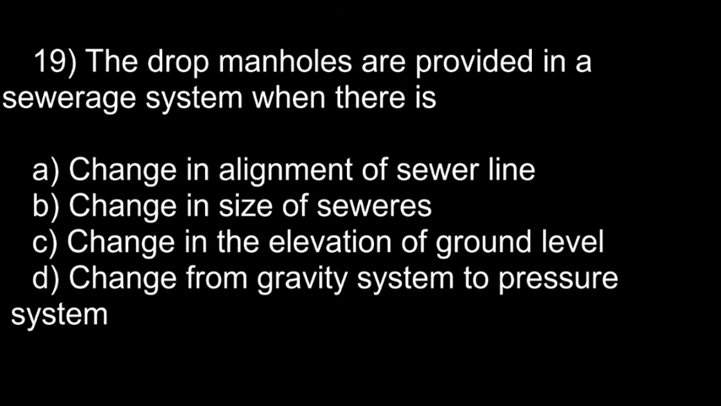The drop manholes are provided in a sewerage system when there is option A change in alignment of sewer line, option B change in size of sewers, option C change in the elevation of ground level, and option D change from gravity system to pressure system. The drop manholes are provided in a sewerage system when there is a change in elevation of ground level. Option C is the answer.